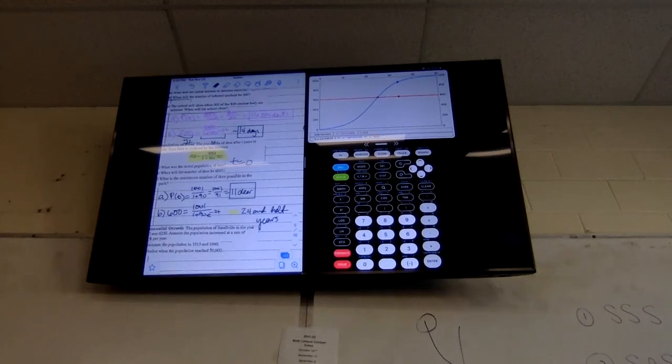And the last one, letter C, says, what's the maximum number of deer possible in the park? 1001. Good. There's not even any work to do. Letter C is just 1001 because that's my limit to growth. That's what they said we have to stay underneath.